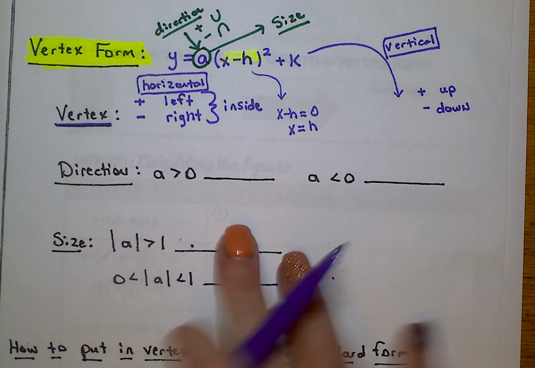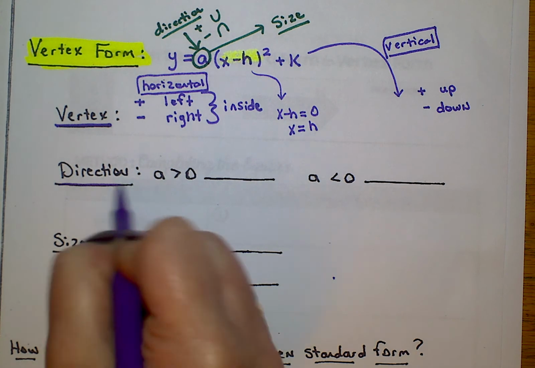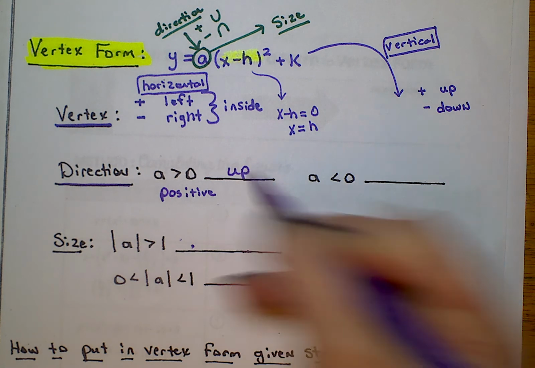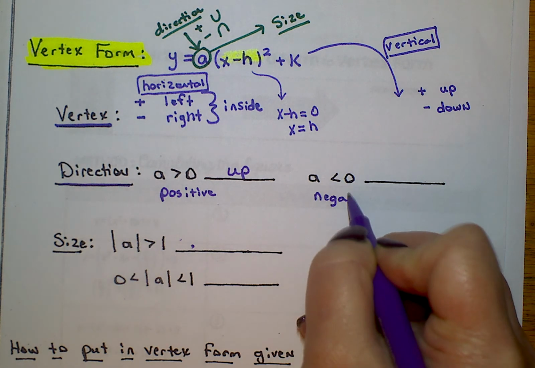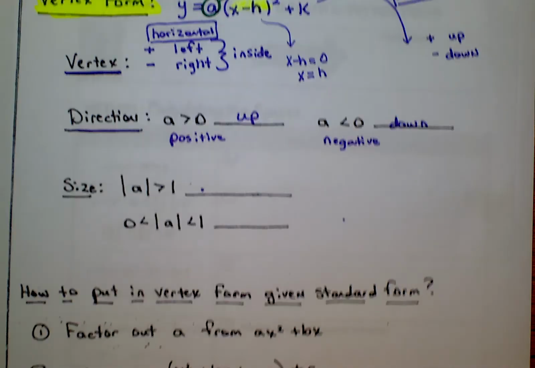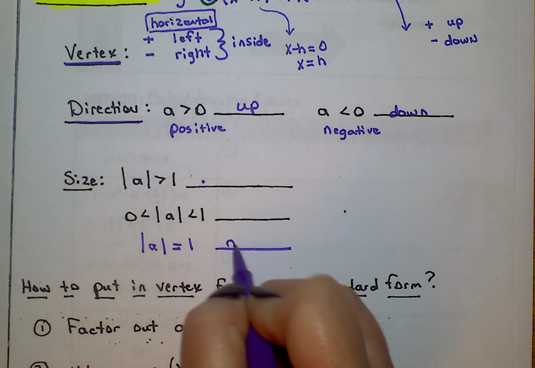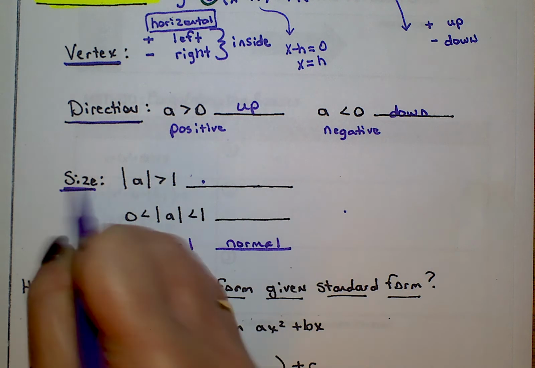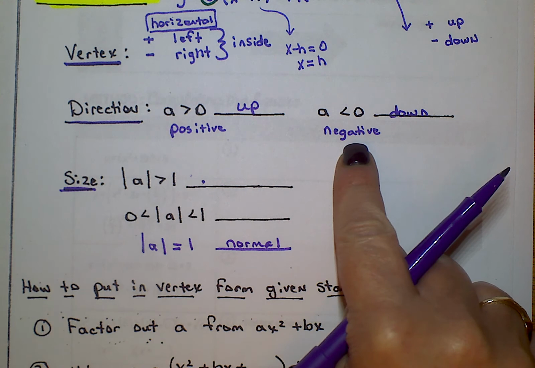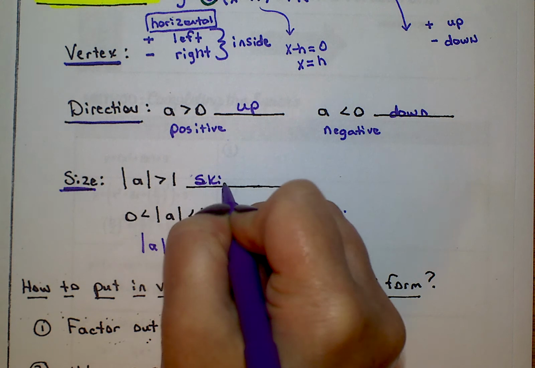So when you're filling this out, that's basically what I just went over right here. So if it's greater than 0, that means it is positive. So that means it's going to open up. If it's negative, it's going to open down. Now, with the absolute value, remember, if it's equal to 1, it's normal. Recall that you look at the positive of that number, because the negative is just going to tell you that it opens downward. If it's bigger than 1, remember it became skinny.